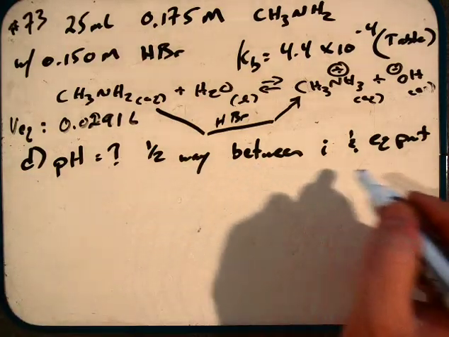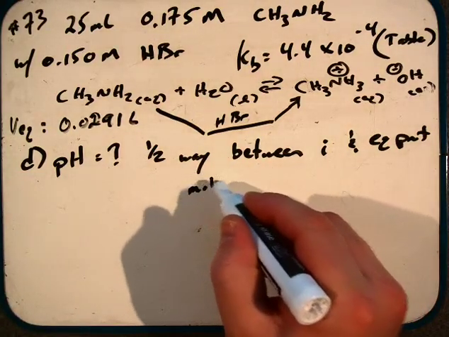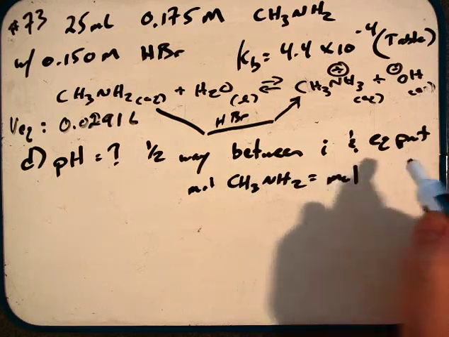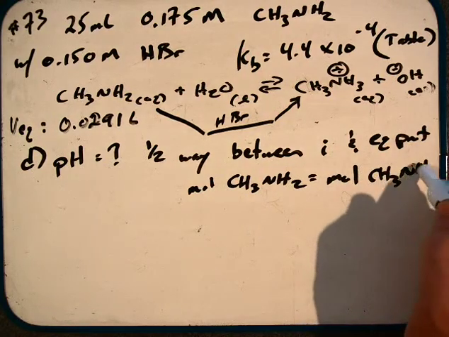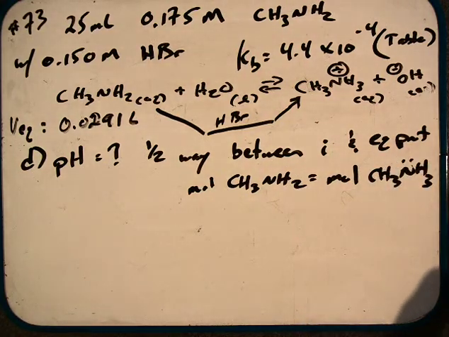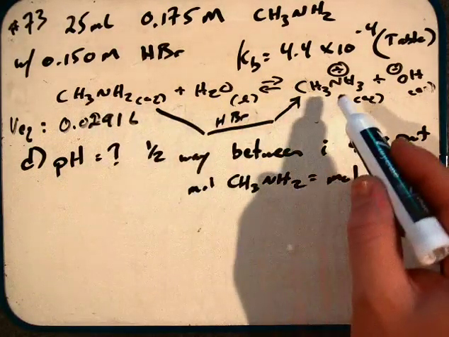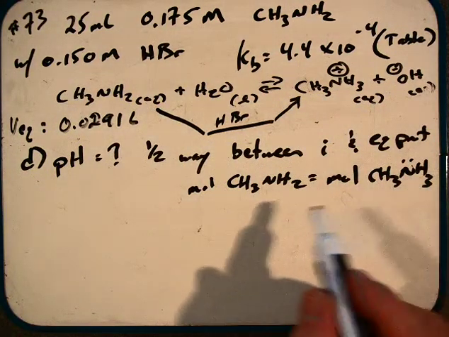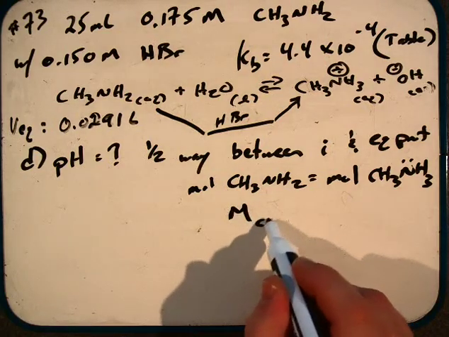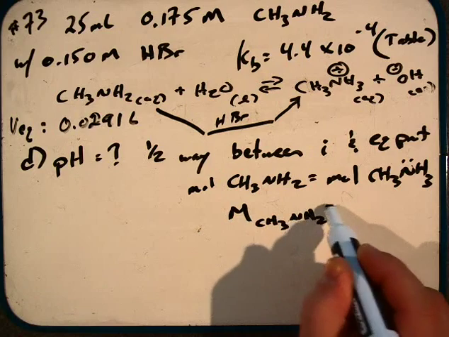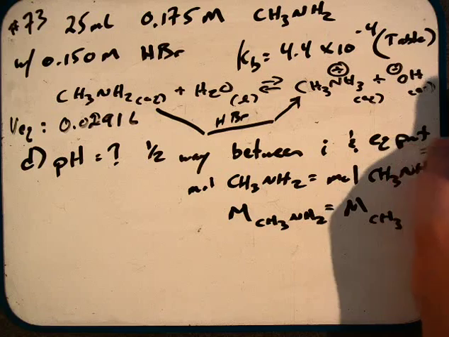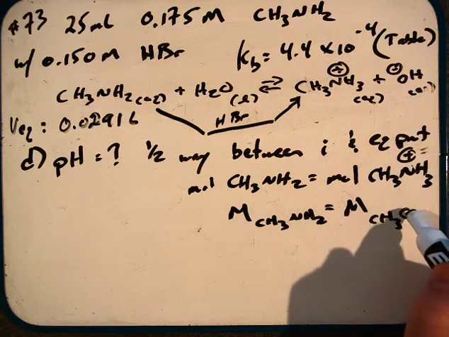And so again, halfway between the equivalence point would mean that our moles of our methylamine would equal our moles of our NH3, right? Because if it were at the equivalence point, then all of this would be converted into our conjugate acid, but halfway, that means we have equal mole values, and because we're in the same vessel here, our molarities then are also the same.